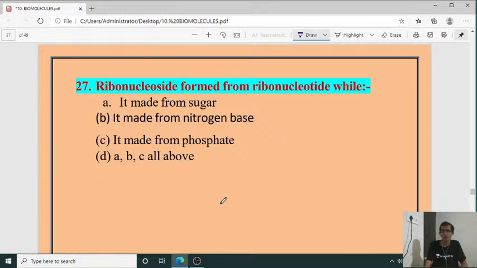Next, ribonucleoside formed from ribonucleotide. Why? So ribonucleotide is going to be there. So ribonucleoside is formed from ribonucleotide. It is made from phosphate: ribonucleotide, ribonucleoside. So when it has the phosphate group attachment, it will have that phenomenon. 27th, C is the right answer. Okay.